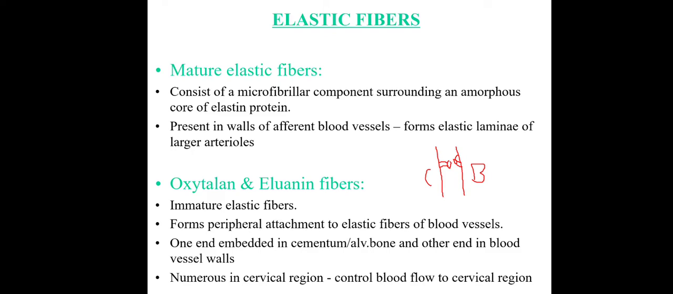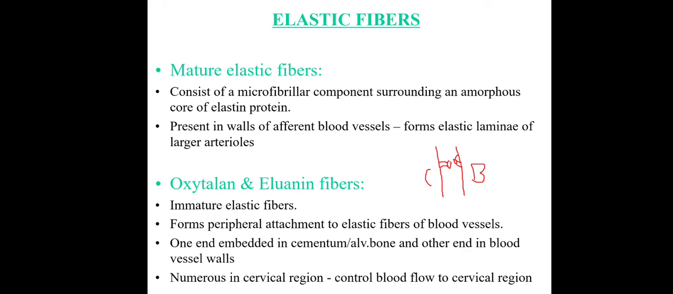Apart from collagen fibers, elastic fibers are also present in the periodontal ligament, which includes mature elastic fibers. These mature elastic fibers consist of a microfibrillar component which surrounds an amorphous collection of elastin protein in the center. They are present in the walls of afferent blood vessels and form the elastic laminae of larger arterioles, the layer of elastic laminae within the wall of large arterioles in the periodontal ligament.